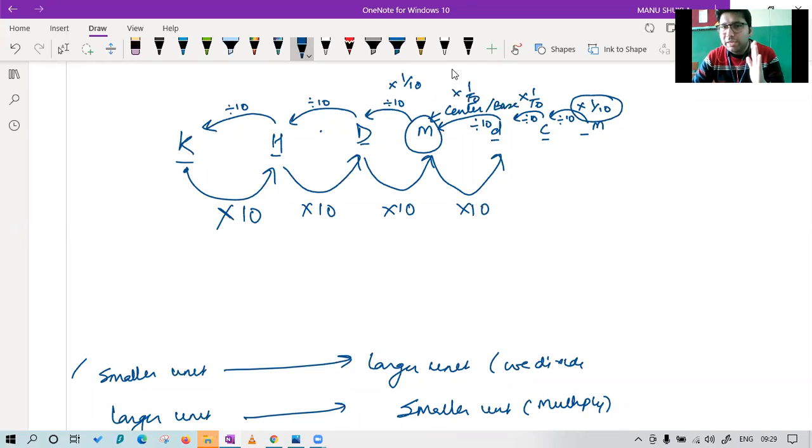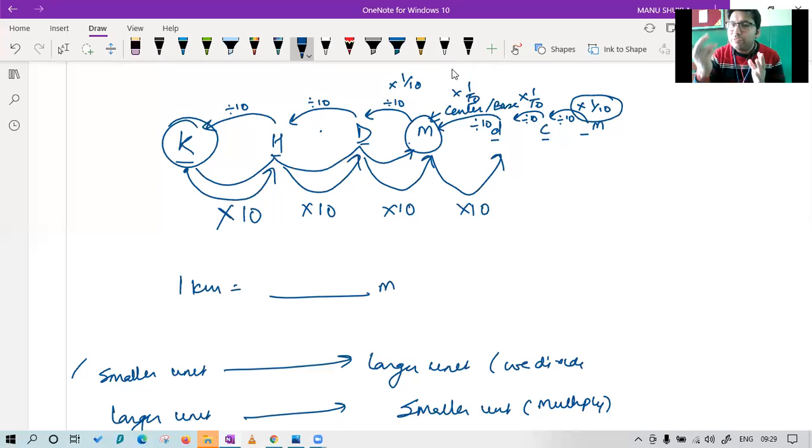If you want to check, you can tell me in 1 kilometer, how many meters are there? We can see we are here at kilometers. We are jumping to meters. Just see, one jump, two jump, and three jump. So we have taken three jumps from a larger unit to a smaller unit. So I will multiply 3 times 10 and I got the answer.